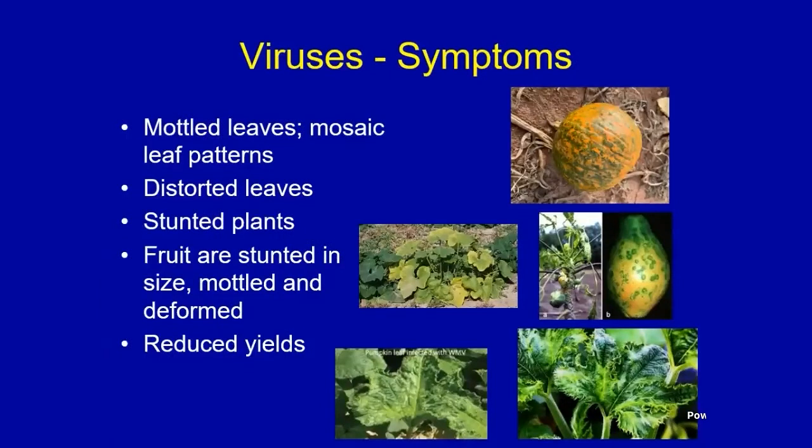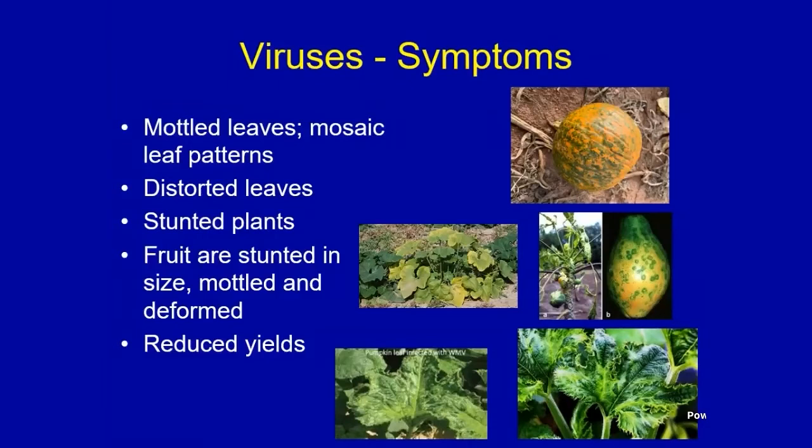So symptoms of viruses, you get mottled leaves, mosaic leaf patterns. And that looks like you see in the bottom right, where you have a dark green color intermingled with light green and yellow, mottled, or it's a mosaic pattern. Distorted leaves. Stunted plants: in a home garden or commercial field, you might see a few plants that are stunted right next to plants that look fine. And that's because aphids don't go to every plant. So you get some non-uniform distribution in the field.